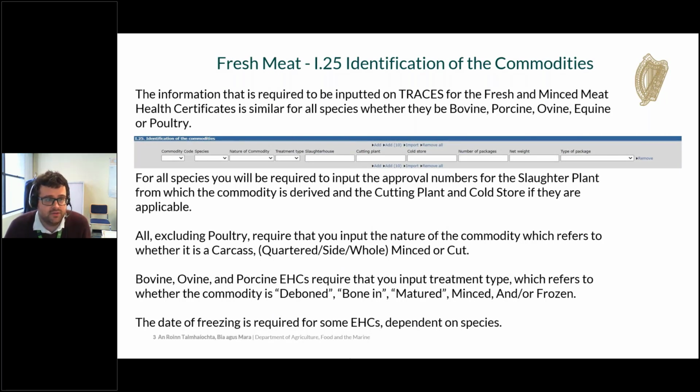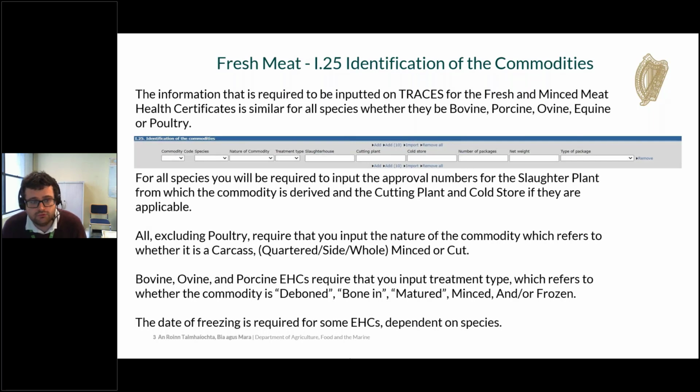So you'll have to have the species, obviously. Now you'll have to have the nature of the commodity, the treatment type, the slaughterhouse, cutting plant, cold store, number of packages, net weight, and type of package. For all species, you will be required to input the approval number for the slaughter plant from which that commodity has been derived, and the cutting plant and the cold store if they are applicable.